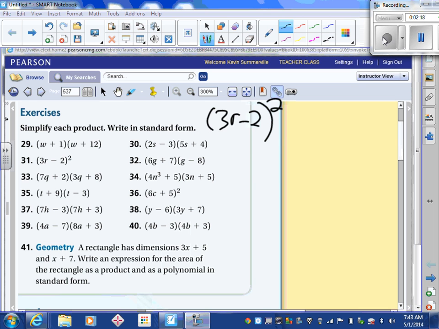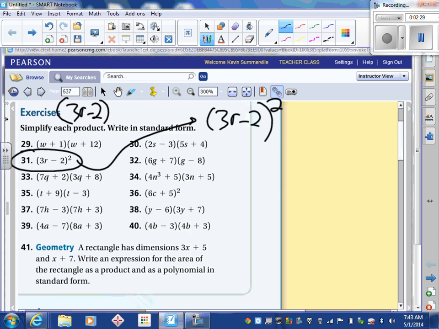All right, the next problem. We're going to take a look at problem 31, which is written right there. What does this actually mean? It actually means 3R minus 2 and 3R minus 2. But there's an easier way to do that problem. You can always go back and do the FOIL method and get your answer, but we know the trick of doing this problem. This 2 goes with both of those.